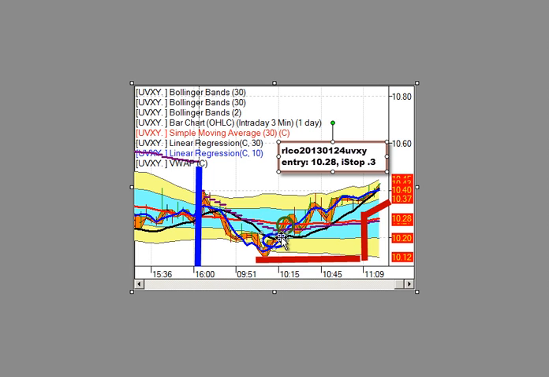We make an entry shortly thereafter and get an entry at 10.28, and with a 30-cent initial stop puts it just below the low of the day. It trades up in an orderly fashion. The 30-period regression line, the black line, acts as a pretty good support through here.